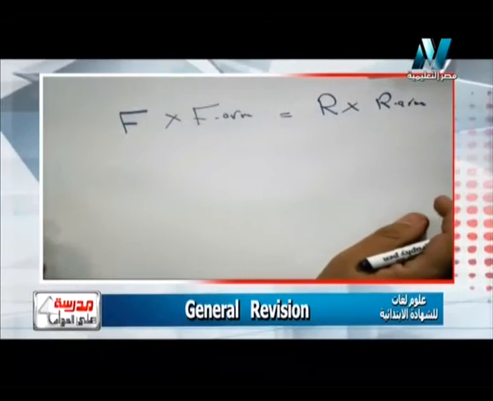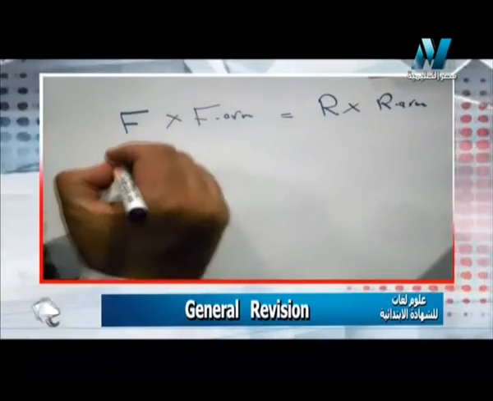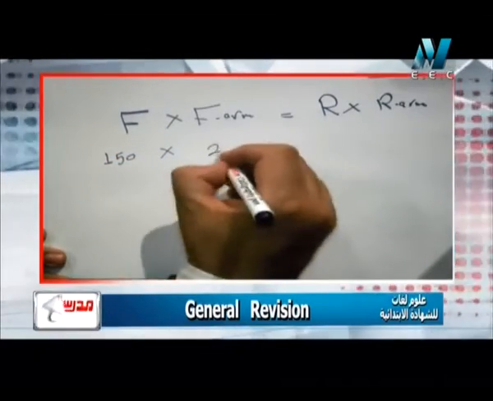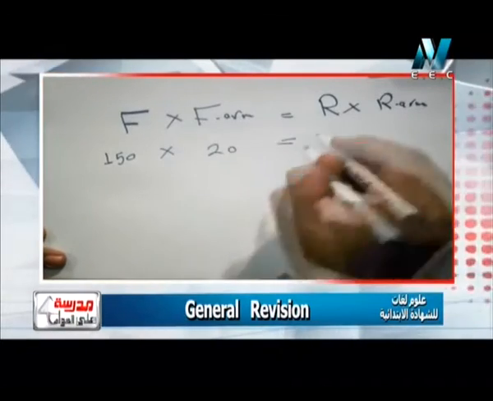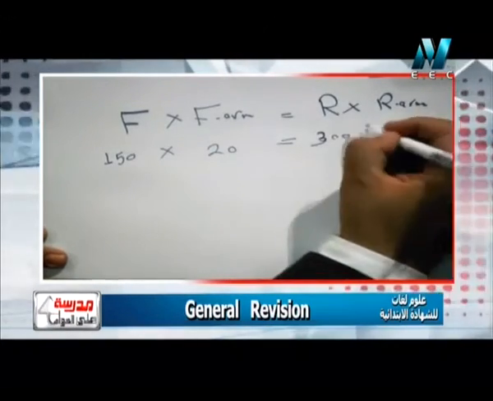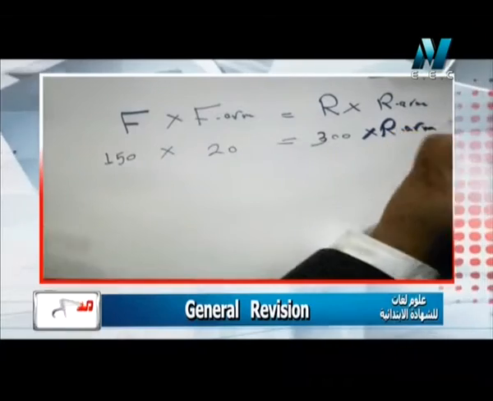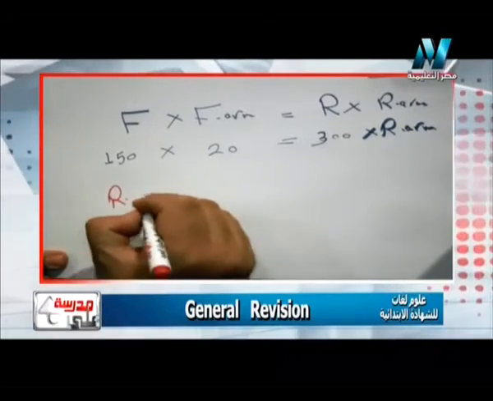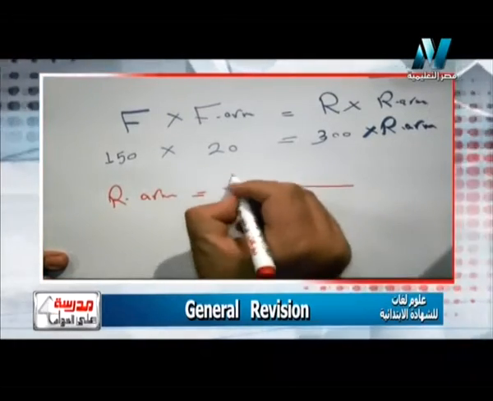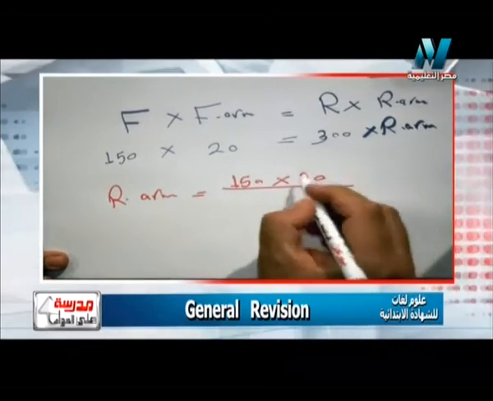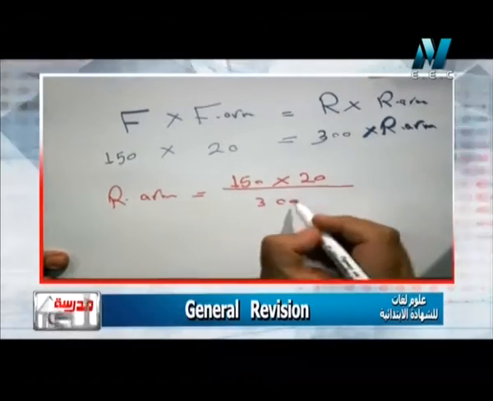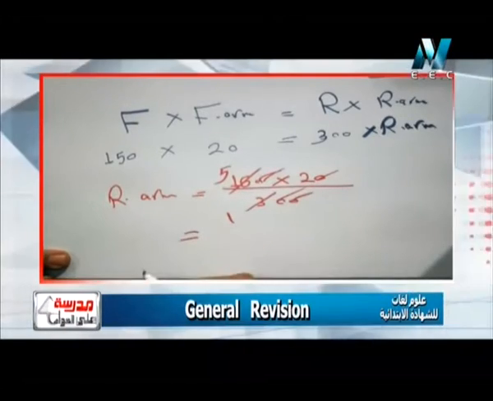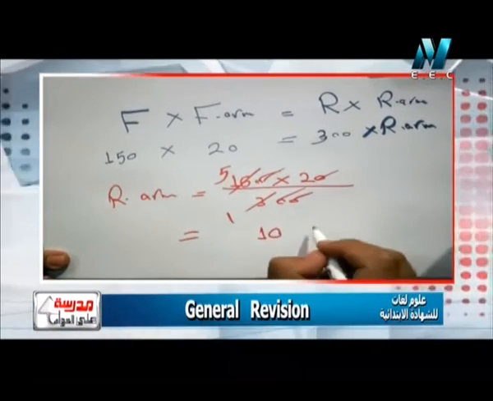Here it says the effort force is 150 newton, 150 by effort force arm 20, and the resistance is 300 newton. Calculate the resistance arm. So it will be answered easily. The resistance arm equals 150 by 20 divided by 300. Two zeros with the two zeros, divided by 3, equals 1, divided by 3 equals 5. So it will be 5 by 2 equals 10 centimeter.